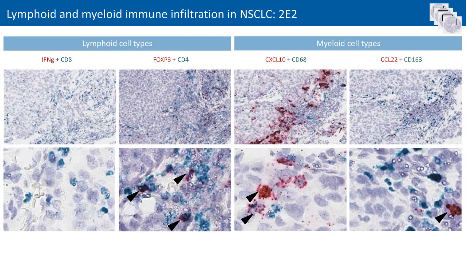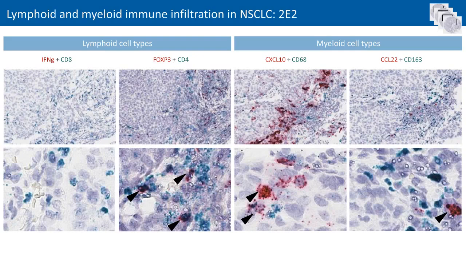So we have 2 sets for lymphoid cell types being CD8 plus cytokine interferon gamma, with double positive for these 2 targets being indicative for the presence of potential significant cytotoxic T lymphocytes. Also, we have a combination of CD4 and the transcription factor FOXP3, where double positives could be indicative of regulatory T cells. In addition to that, we have 2 sets for myeloid cell types being CD68 plus the chemokine CXCL10.